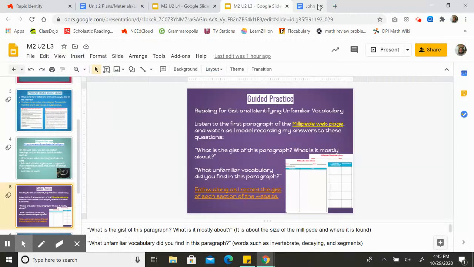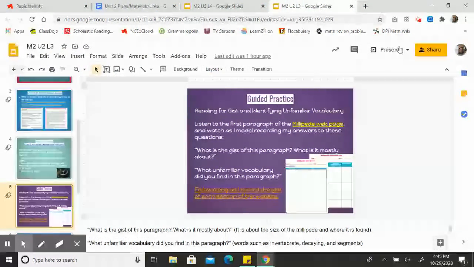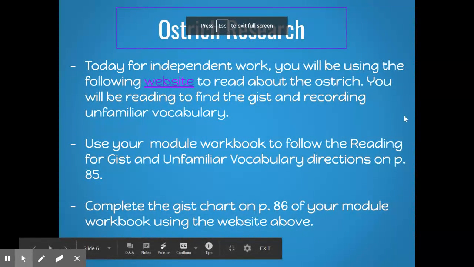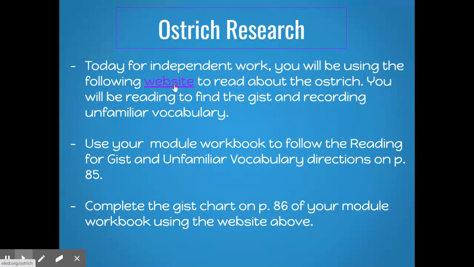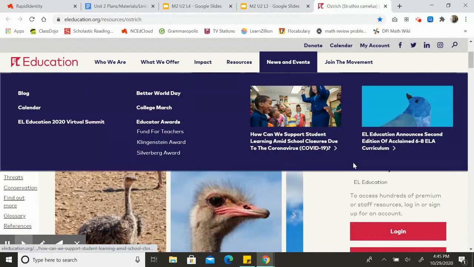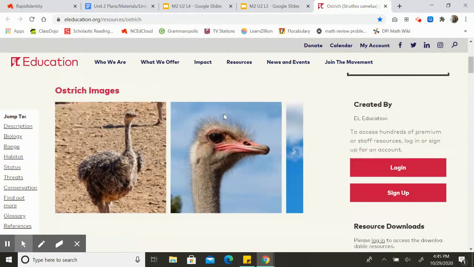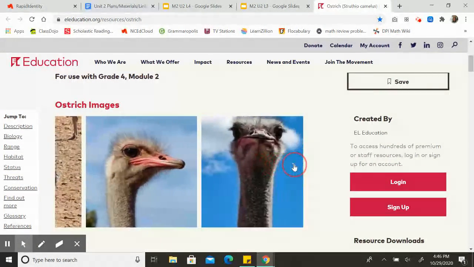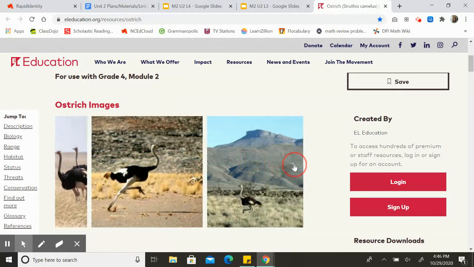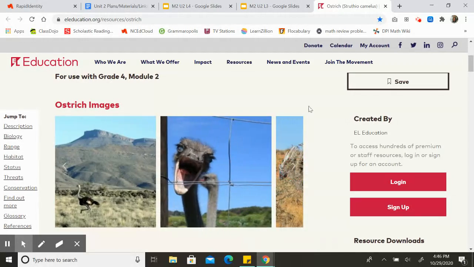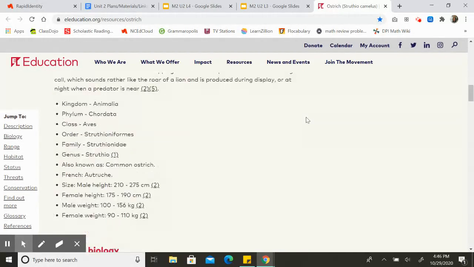Okay, now the next step is, it is going to be your turn. So you're going to work on reading about the ostrich, and you're going to use this website. It will also be linked in your assignment for the day, okay? And when you go in, I would just X out of that, or if you have to, okay? You're going to look at the pictures. You can check those guys out. They're super cool. Oh, look at that dude. He's not happy about being behind that fence. Okay. And then you're going to read about him, his description.